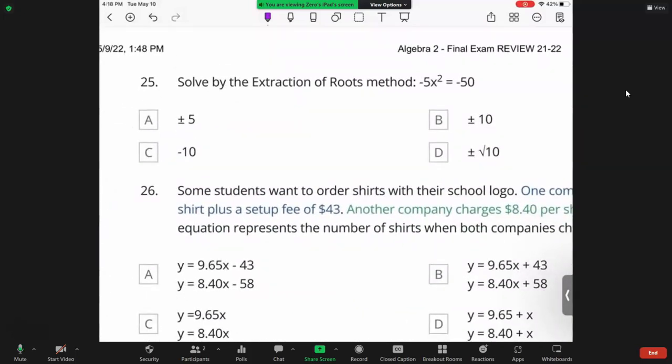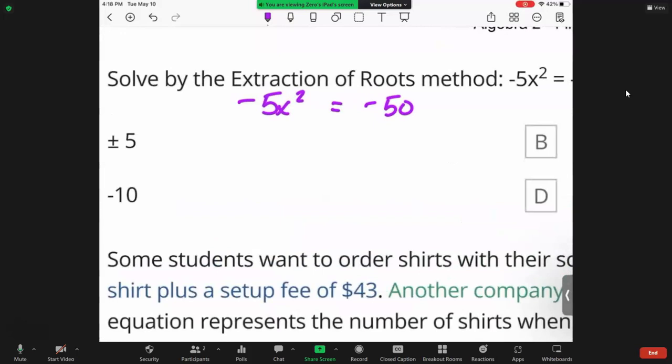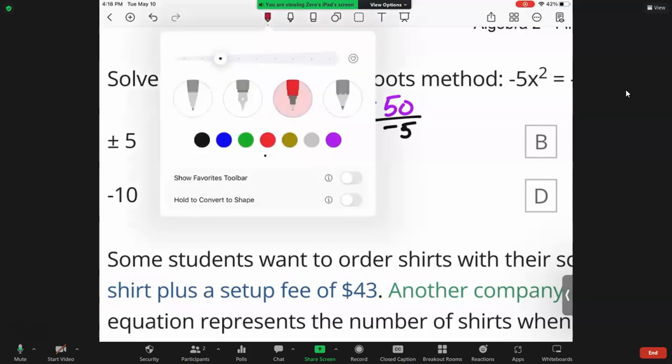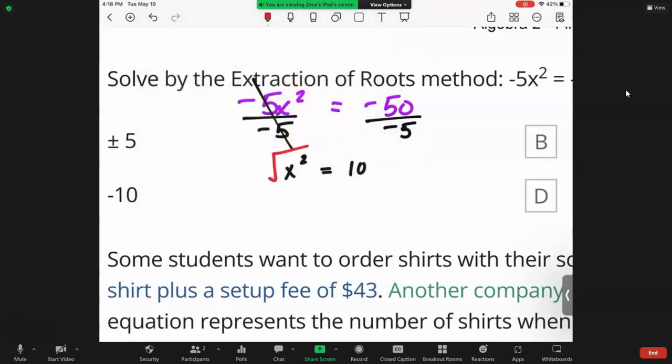25. Solve by the extraction of roots method. We're going to do the exact same thing we did a little while ago on number 24. Negative 5x squared is equal to negative 50. Divide by negative 5. Let's cancel. X squared is equal to negative 50 divided by negative 5. That is what, 10? To get rid of the exponent, we take the square root of both sides.